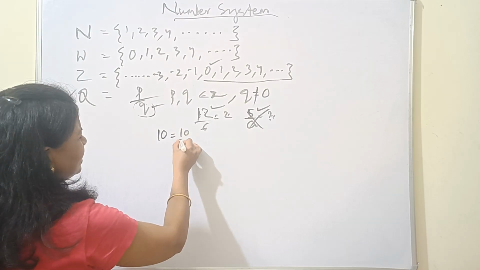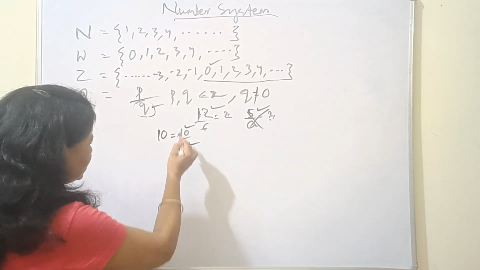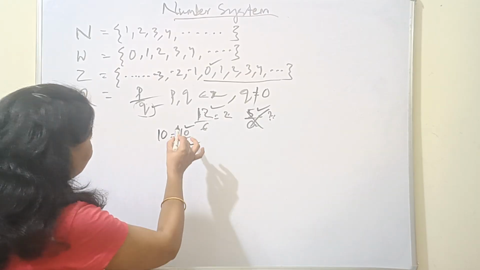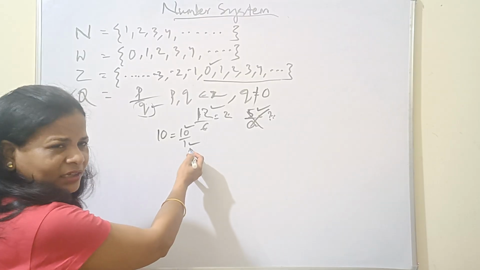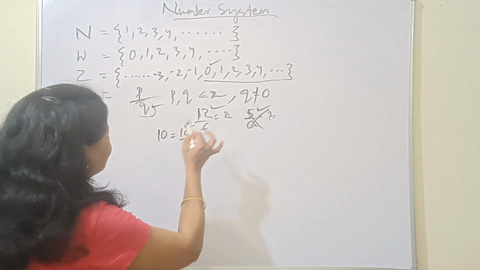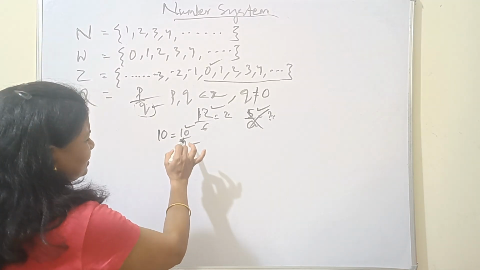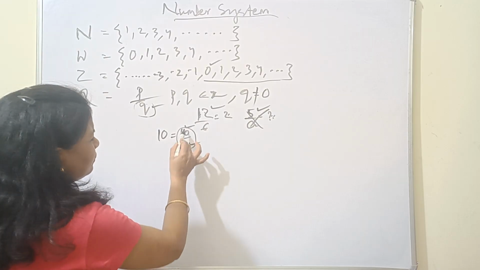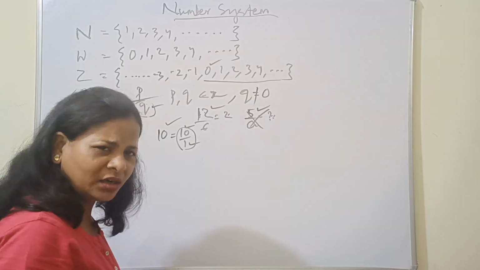It can be written as 10 by 1, where 10 and 1 both are integers because it is in the form of P by Q. P and Q are integers, so this is an integer, this is an integer, and Q is not equal to 0. If in this P by Q form any number can be represented, then that's a rational number.